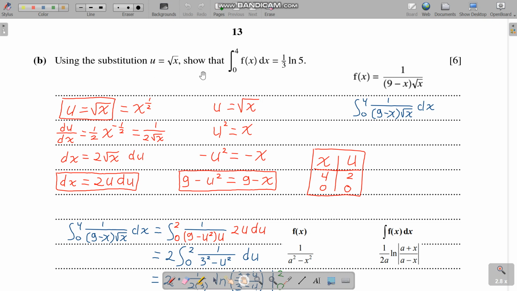Using the substitution u equals root x, show that the integral from 0 to 4 of f of x dx equals 1/3 ln 5. So from the previous part, we know that this is f of x, so this is what we are trying to integrate.